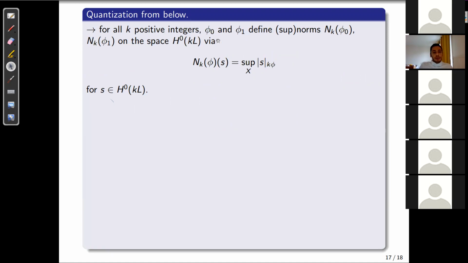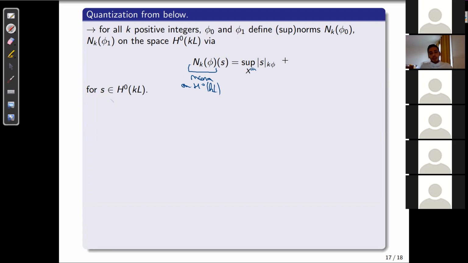So we are going to take any tensor power of L. We're going to take the space of sections of KL, and any continuous PSH metric defines a subnorm on the space of sections of KL, which is defined as follows. The notation can be a little bit confusing. So this is going to be a norm on H0KL. We define it to be the sup over X, actually Xn, if you prefer, of this quantity.